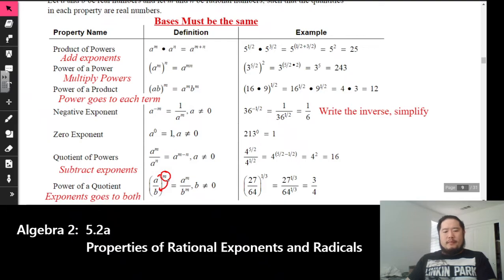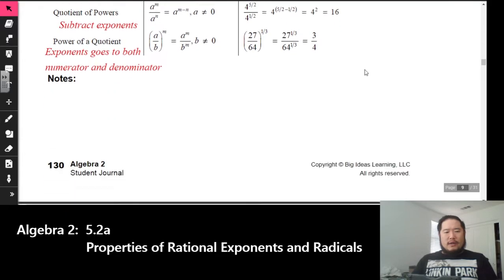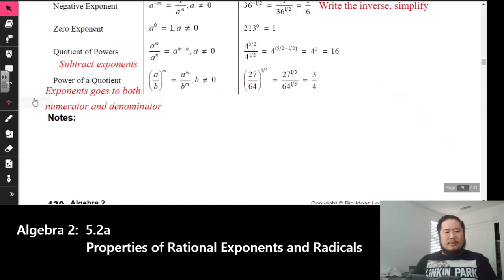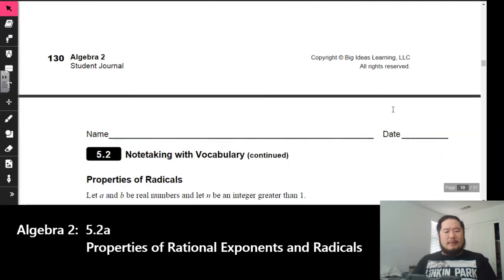All right. Sometimes what makes things a little bit easier, and you could take it to both numerator and denominator, but what you may notice is that this a over b, you might be able to simplify that first and then just raise it to whatever the power is. That's a little trick right there that'll work on a lot of problems. Okay, so make sure exponents go to both numerator and denominator.